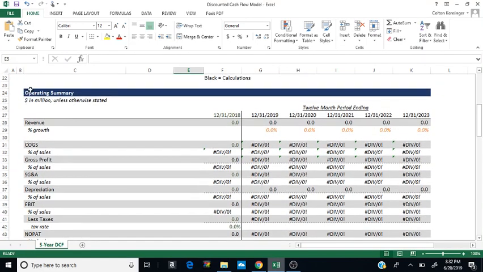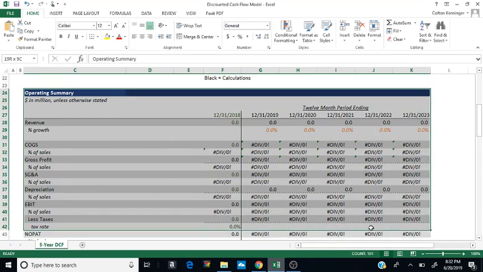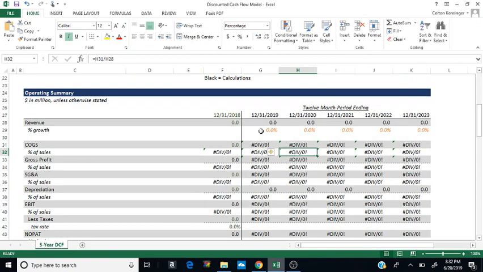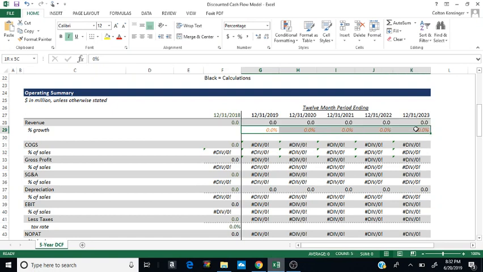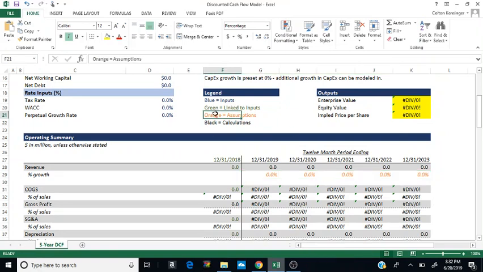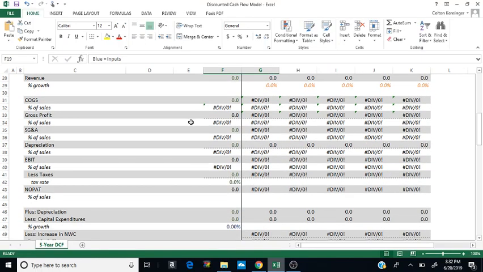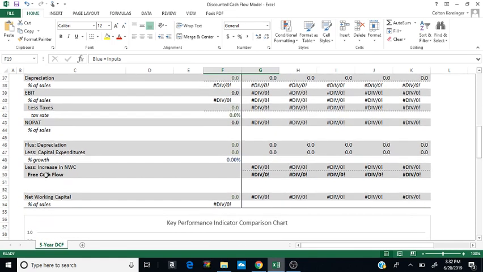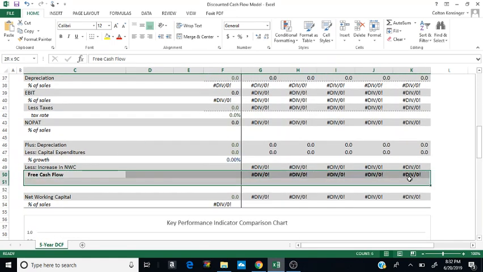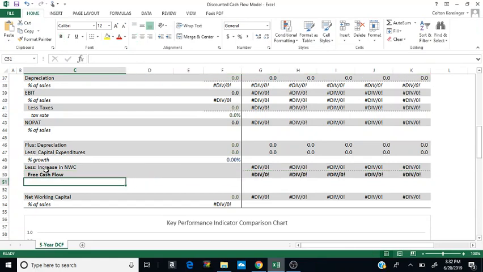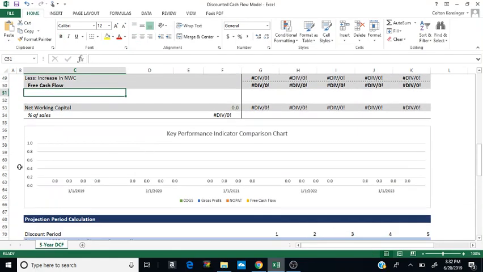So when we put in our inputs, this section is automatically going to be filled in, except for this line right here. This is going to be assumptions as well. So assumptions are in orange, and then everything green is linked to the inputs, and then everything blue are the inputs. So just scrolling down here, the free cash flow is basically what we're going to be finding. So that's one of the main rows. That's why that's bolded there. We're going to get a little graph here at the end.